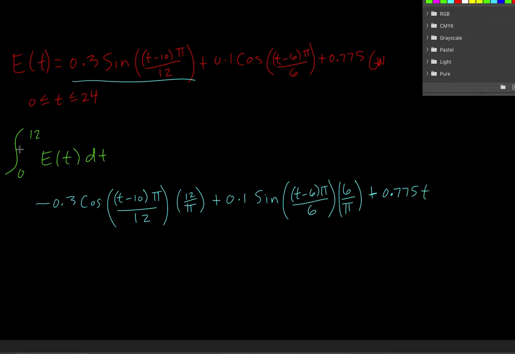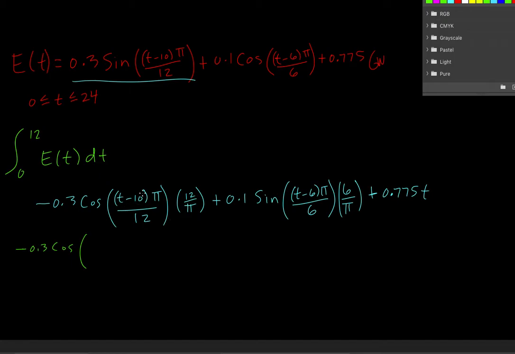Now, if I want to evaluate this at 12 and 0, I just need to plug in a 12, see what I get, and then plug in a 0 and see what I get. Now, when I do that, I'm going to simplify this just a little bit. So I get negative 0.3 cosine. And if I plug in a 12, I'm going to do some of the simplification on the fly because I just don't want to write a ton of stuff.